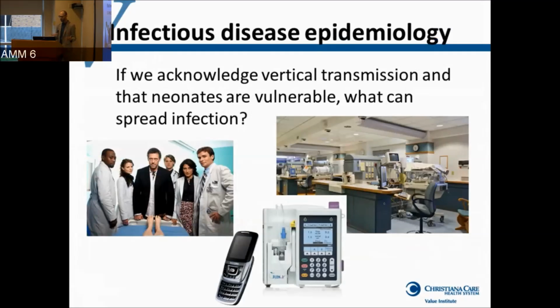So if we acknowledge that vertical transmission is possible, like stuff that happens from the mom to the baby, this could be in utero, this could be during childbirth. There's all sorts of opportunity for horizontal transmission of organisms. These could be related to the patient care team. These could be related to the characteristics of the neonatal ICU, or it could be something like fomites. It could be medical devices that serve as reservoirs for different organisms.